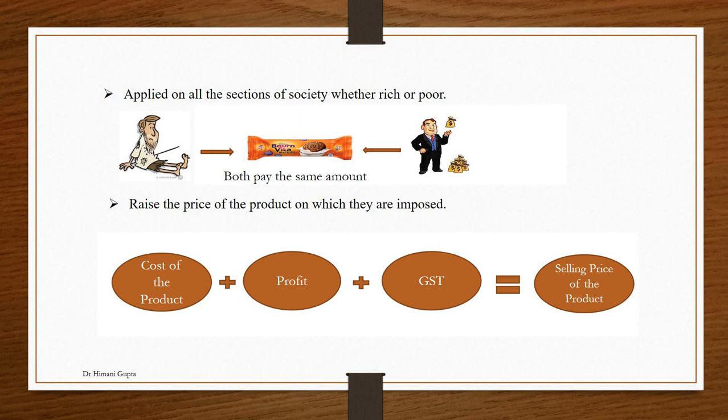After a month, the government increases the tax rate. Let's say the tax rate is 20% now. So the shopkeeper will charge 20% on 10 rupees, which comes out to be rupees 2, and the selling price will be rupees 12. And hence we can say that the price of the product increases due to the indirect tax.